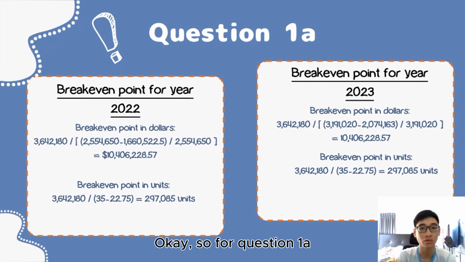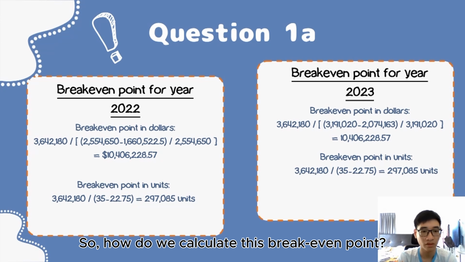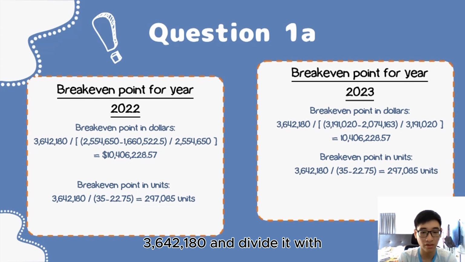So for question 1A, we are required to find a break-even point for year 2022 and year 2023 for Liberty Sendirian Berhad respectively. Both years have a break-even point of 297,085 units. So how do we calculate this break-even point? First, we get the 3,642,180 and divide it with our marginal cost of $12.25. So that will end up with 297,085 units.